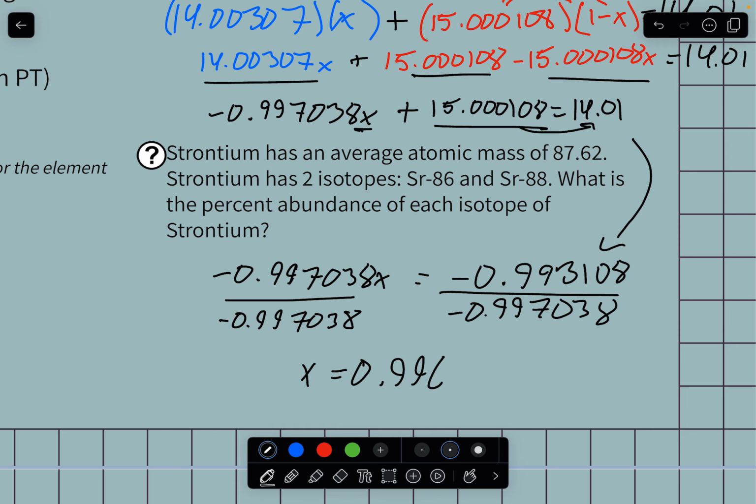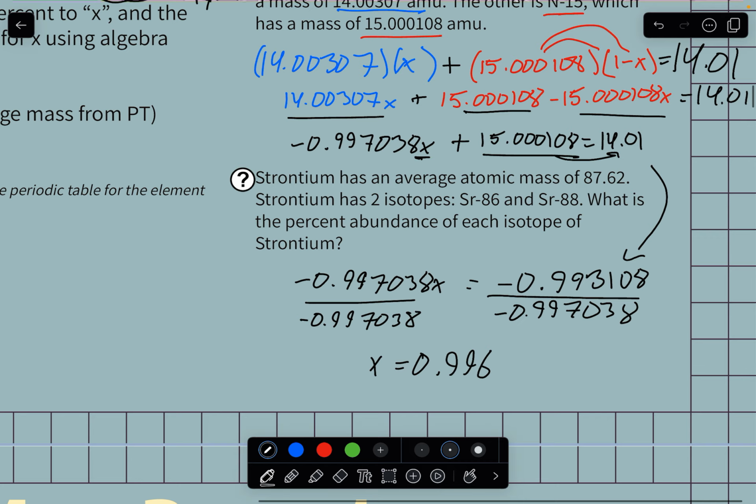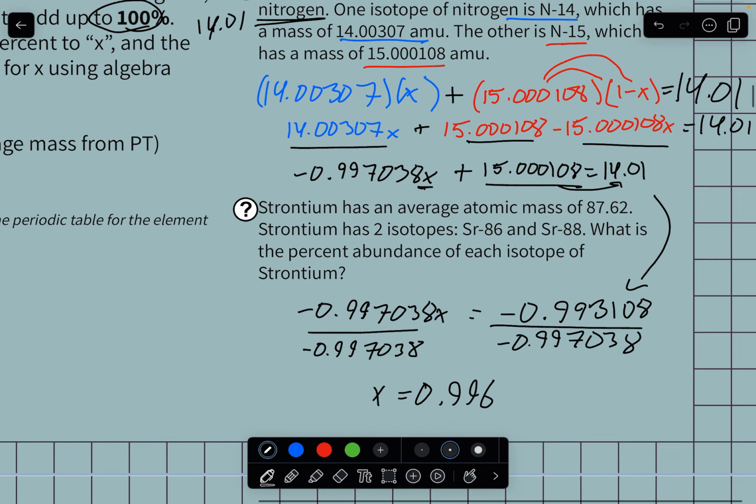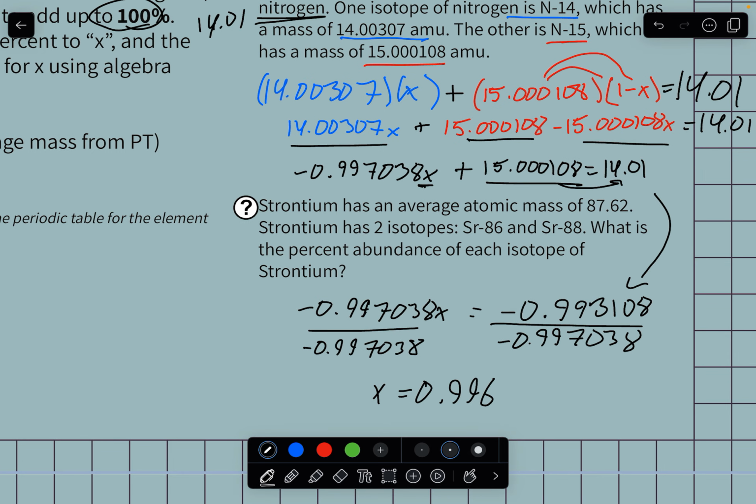0.996. Right, so what does that mean? Let's look back at our question. We're looking for percent abundances for each of these isotopes. So if X is 0.996, that means our first isotope, nitrogen 14, has a percent abundance of, remember we said that was X in our equation, so it is just 0.996, which we can also write as 99.6%.